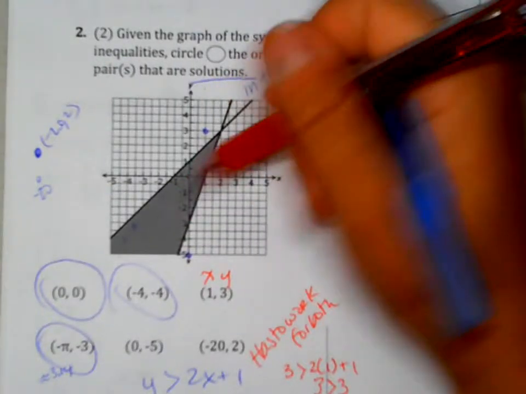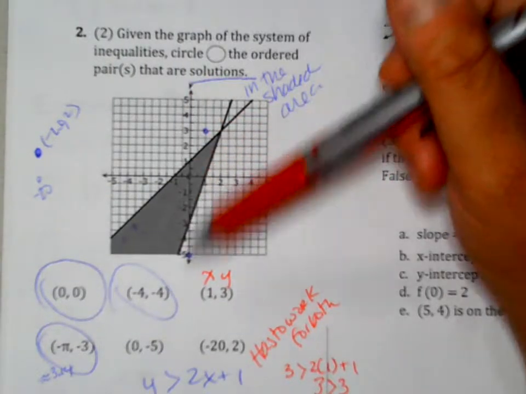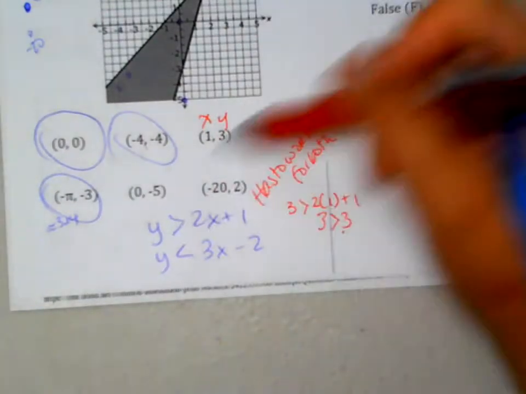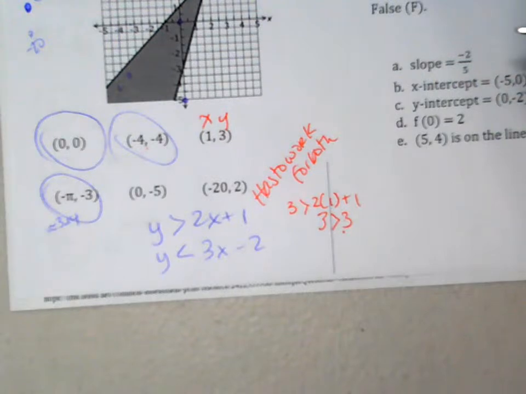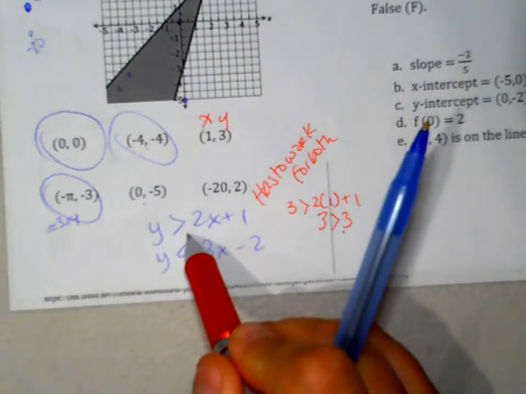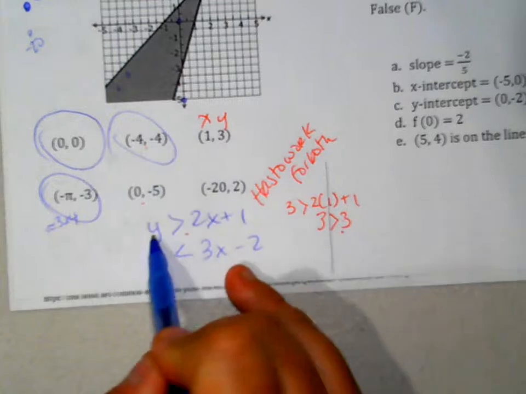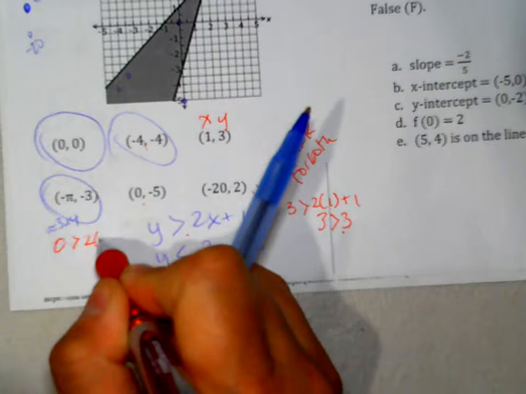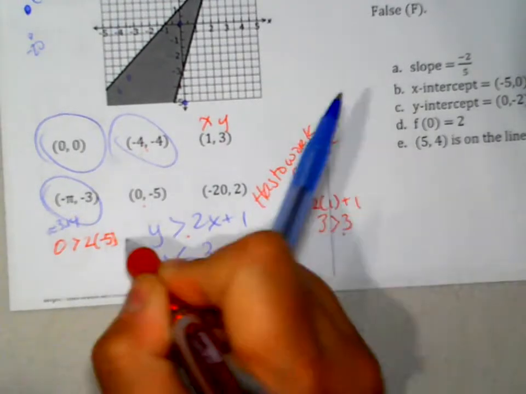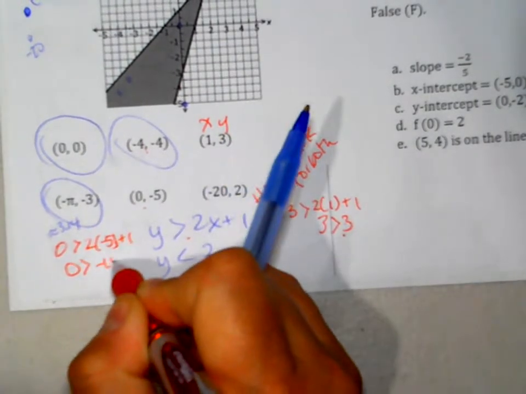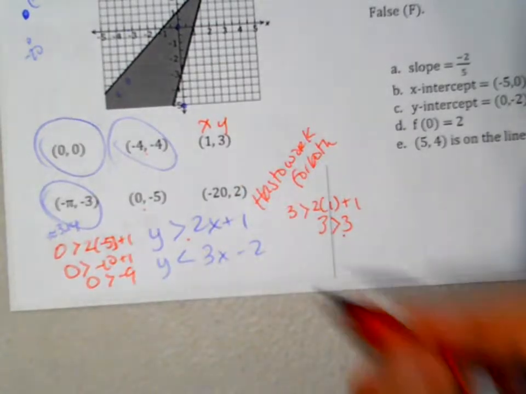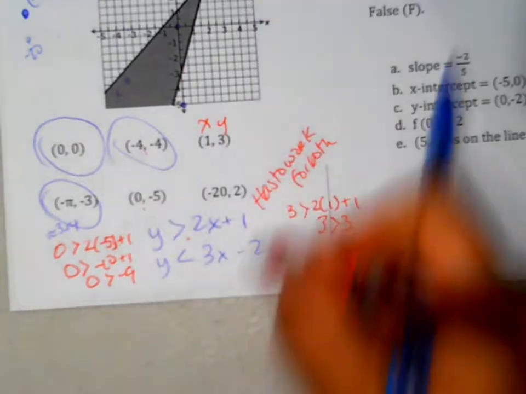So remember, with inequalities, solutions are in the shaded area. If you're given a graph, just look. If you're given the inequalities, plug in for x, plug in for y. So let me see if this one works. Let's try 0, 5 into this one. If I plug in 0, 5, I'm going to get 0 is greater than 2 times negative 5 plus 1. 0 is greater than negative 10 plus 1. 0 is greater than negative 9. Yes, it is. That's true. So the first one works.